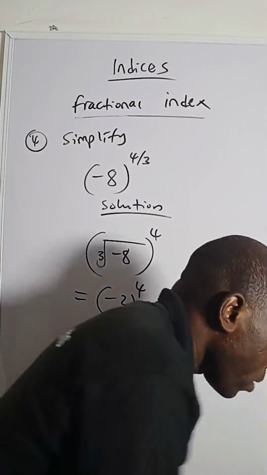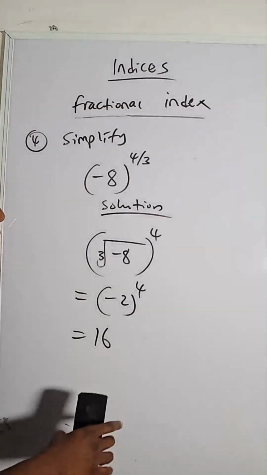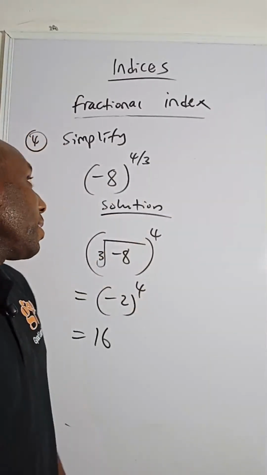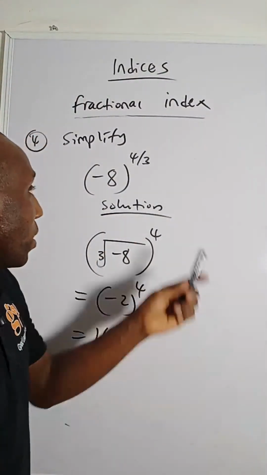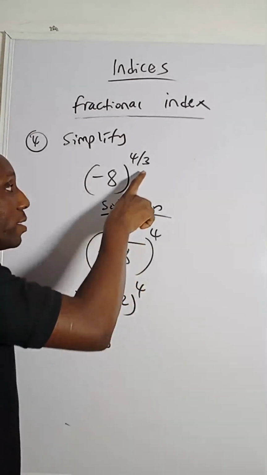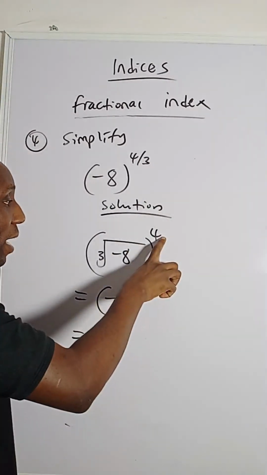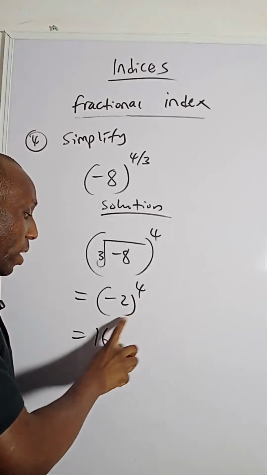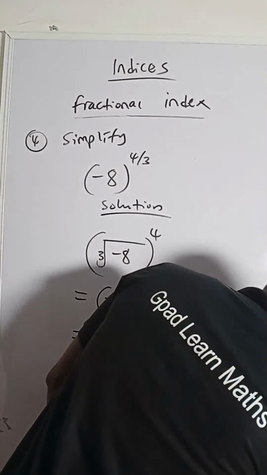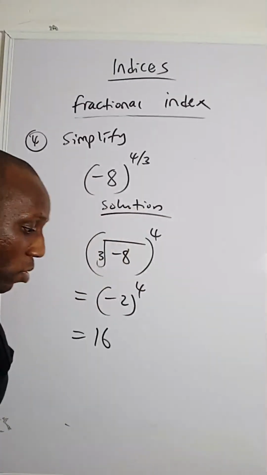All right, thank you. I think we can move on. Any questions so far based on what I've just done? The first thing I did was to apply the fractional index law or rule, as I have it like this. This is the cube root of -8, which is -2. Then I applied the power of 4 here, which is 16. I hope that's okay. So we have done 4 beautiful examples. Let's keep going.